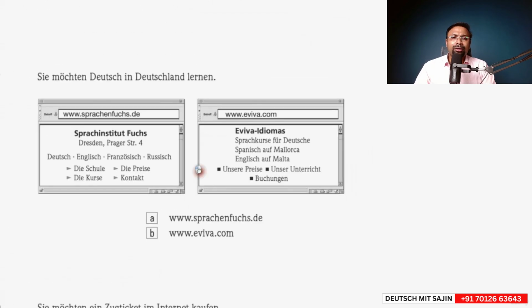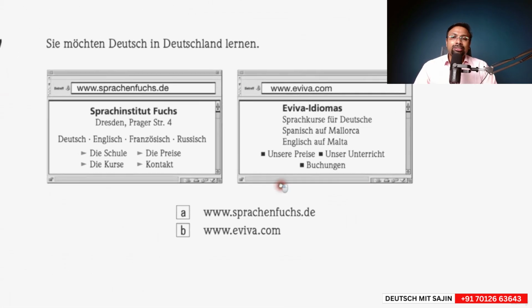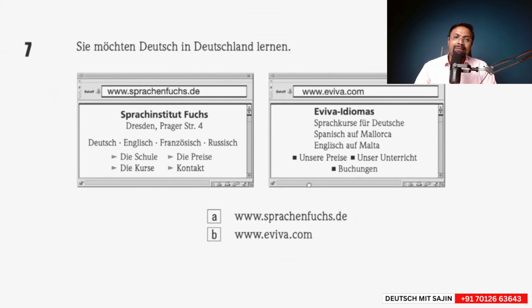So let us have a look at the next page. So here we have, as you see, exactly the same, like the task at least is the same. There are always two websites, and you have to decide which one of those will help us with this sentence here, or with what we are trying to do in this sentence. So Sie möchten Deutsch in Deutschland lernen. So you would like to study or learn German in Germany. Deutschland means Germany, Deutsch means German.